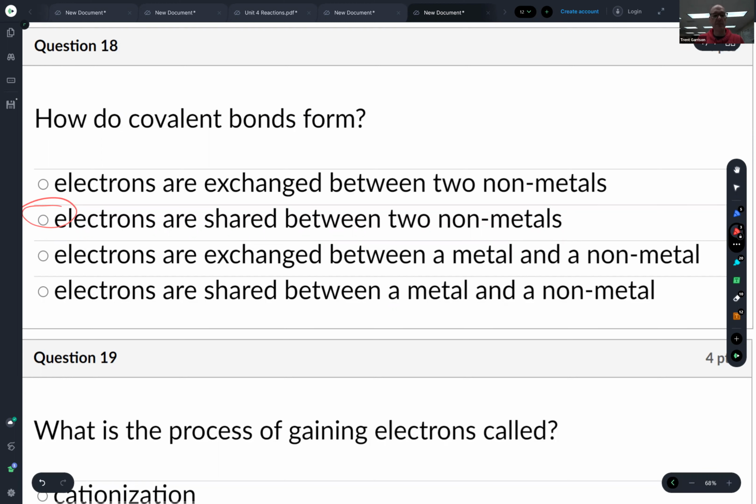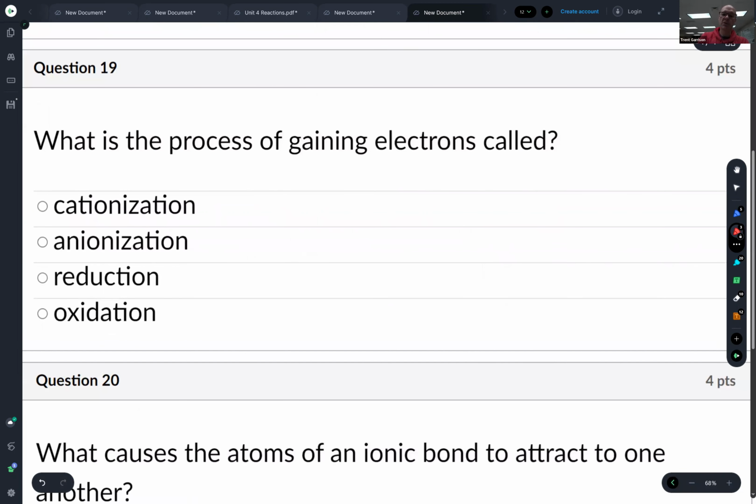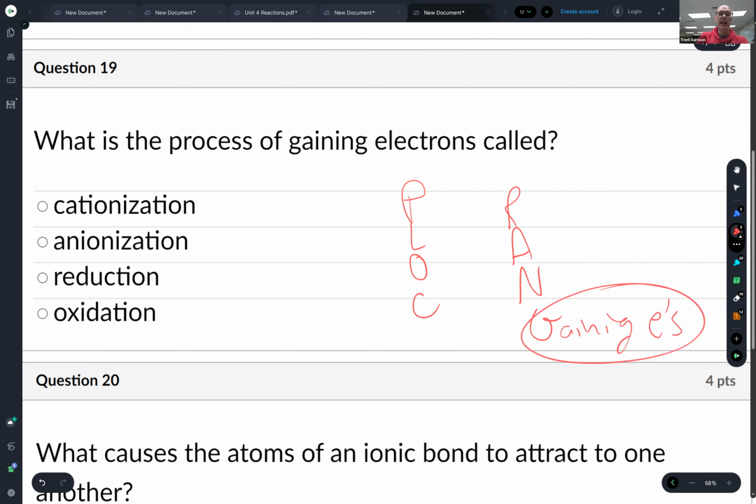All right, so number 19. Gaining electrons. What is this called? So let's go back to Planck rang. And here is my G, gaining electrons down here. And so what's the process called? The R up here tells you it is reduction. So we're going to that answer right there.